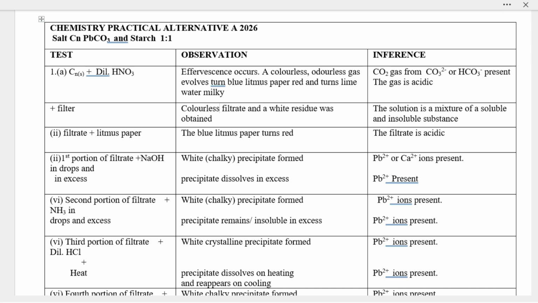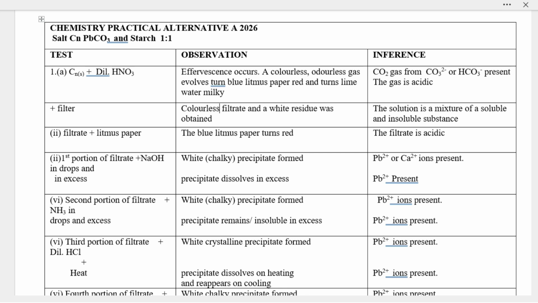The sample is labeled CN plus dilute HNO3 as an acid, to test for carbonate. Our observation is that effervescence occurs, a colorless, odorless gas evolves, turns blue litmus red, and turns lime water milky. The inference is CO2 gas from CO3 2- or HCO3- present. Of course, the gas is meant to be an acidic gas.